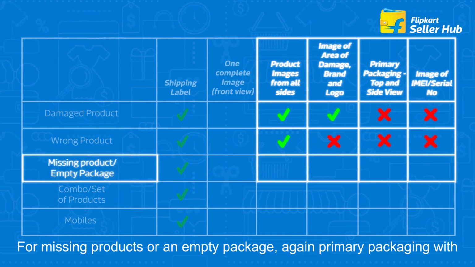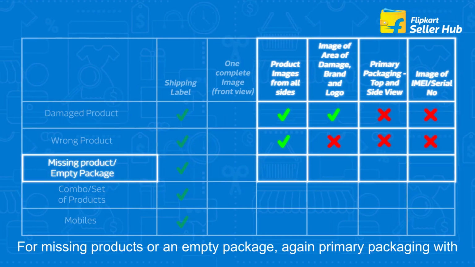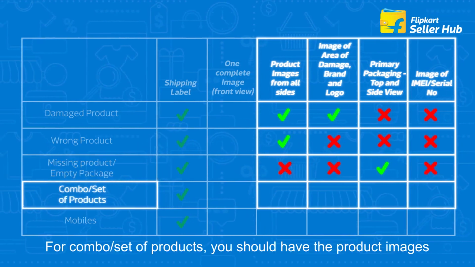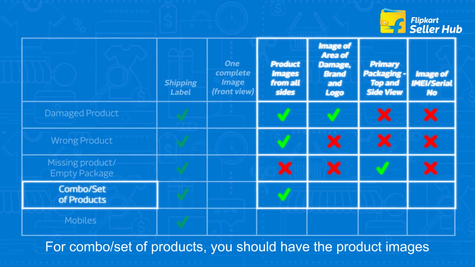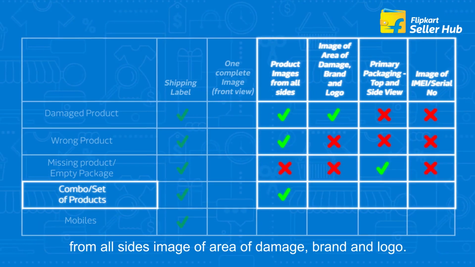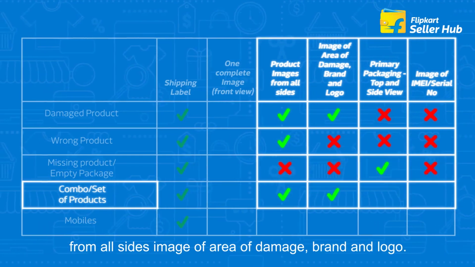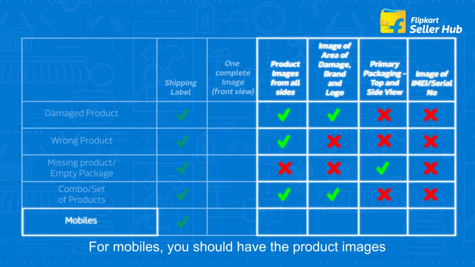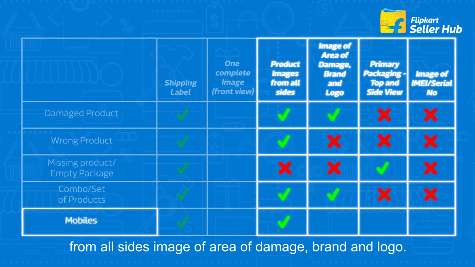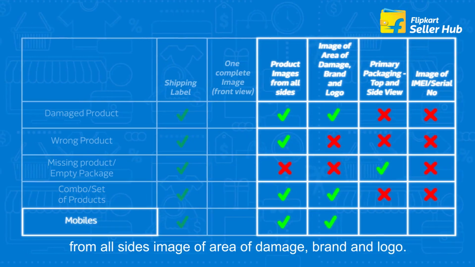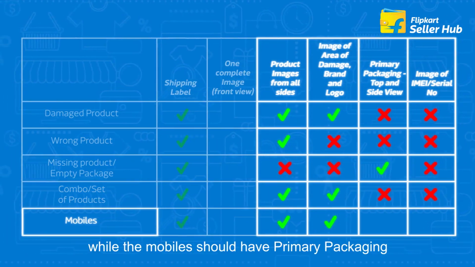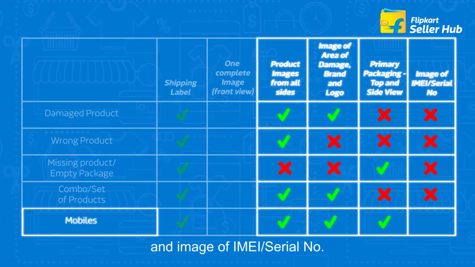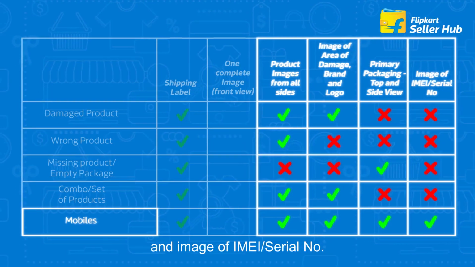For missing products or an empty package, again, primary packaging with top and side view. Combo or set of products, you should have the product images from all sides. Image of area of damage, brand and logo. For mobiles, you should have the product images from all sides. Image of area of damage, brand and logo. While the mobiles should have primary packaging, top and side view, and image of IMEI serial number.